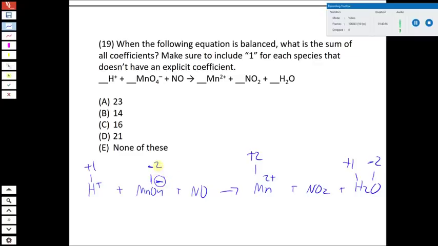So we have -8 from oxygen. So what do we have to add to that to get -1? +7. So we're going to have +7 for manganese. It's a little bit of algebra, either in your head or on paper. Sorry, not nitrogen this time.